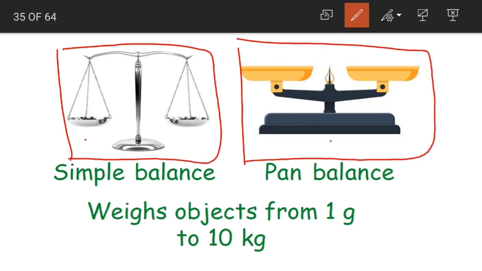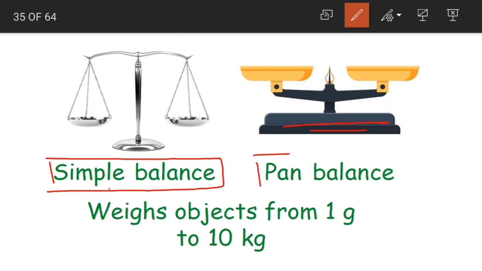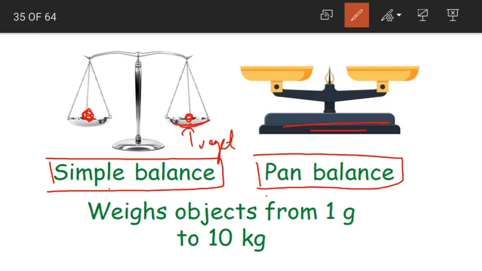Mostly these types of balances are used in vegetable markets. This is called a balance. Simple balance, this is called a pan balance. In this, in one pan we put the weight and in the other pan or plate we put the vegetables or the objects that we want to weigh. When this weight is equal to the weight of the vegetables or the objects, then this will be balanced. It will be in a straight line.